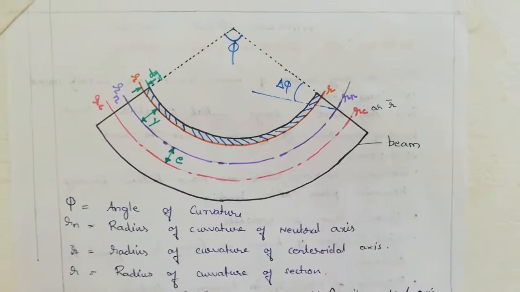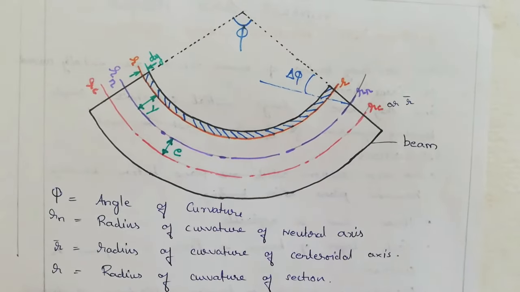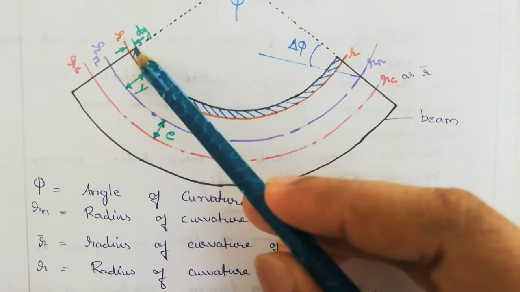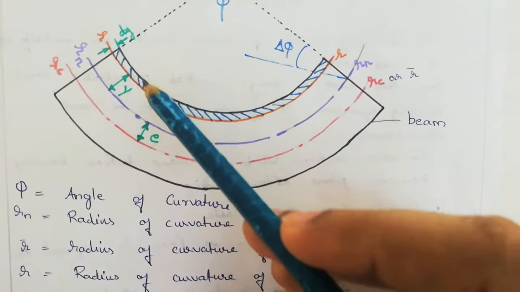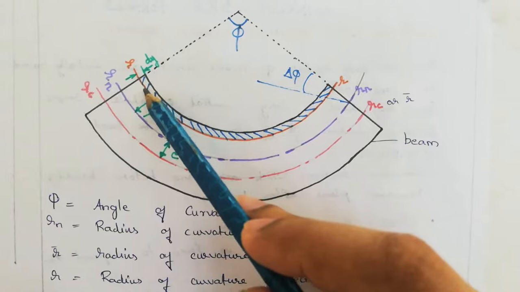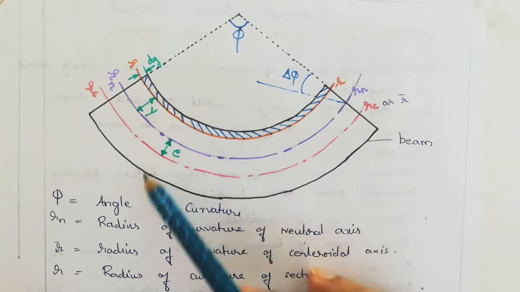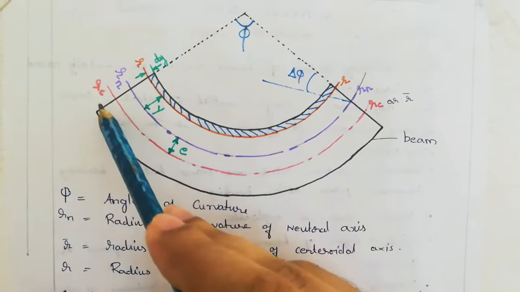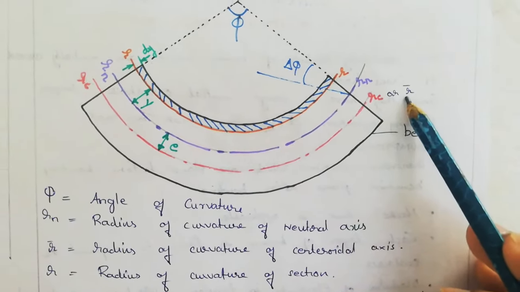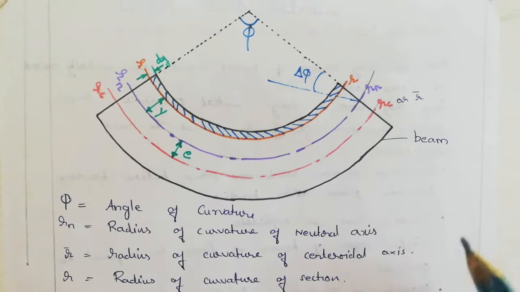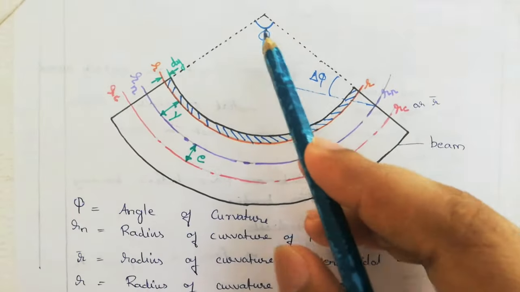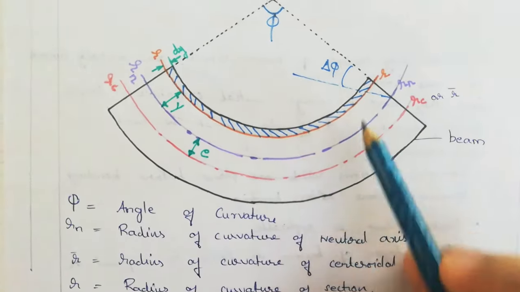In order to derive an expression for the stress, we have to consider a small strip here over the radius of curvature of the section. The thickness of the section is dy. The distance of this section, or radius of curvature of the section, from the neutral axis is y, and eccentricity is e. This is the centroidal axis Rc. It is represented as R bar also. When the beam is getting rotated, this phi changes to delta phi.